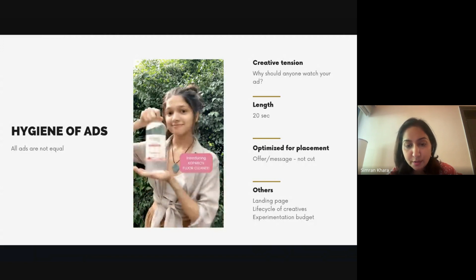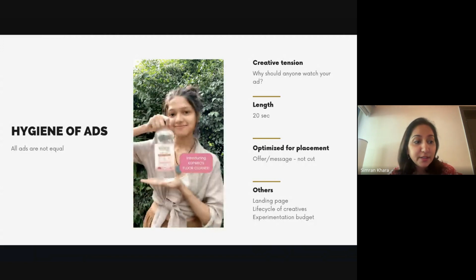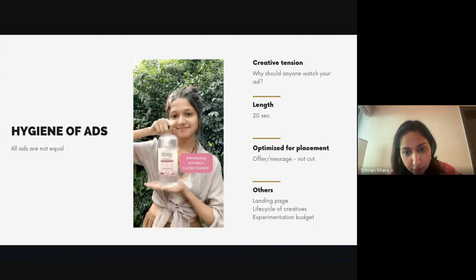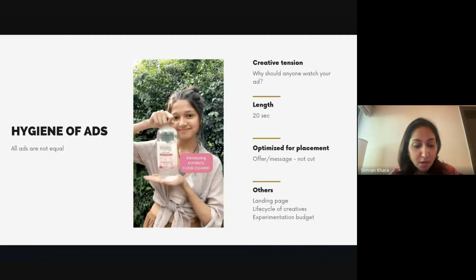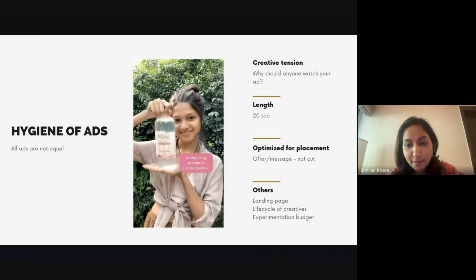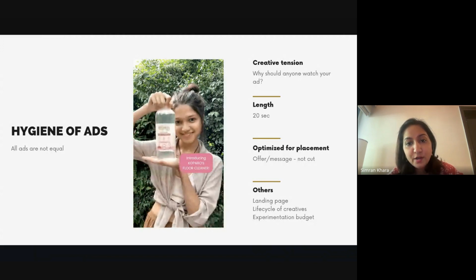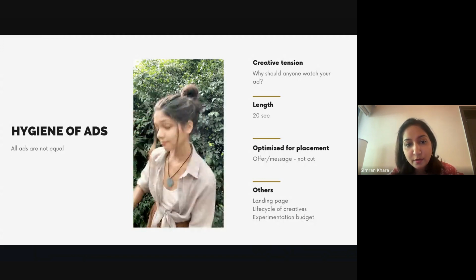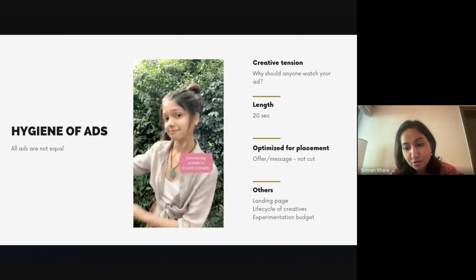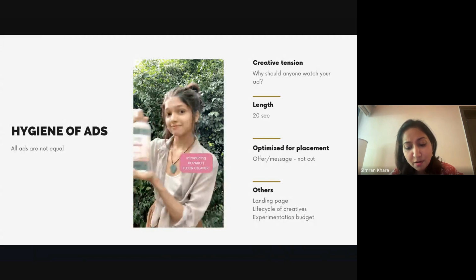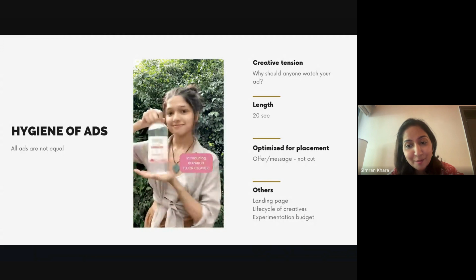You don't know at what point what will give you fatigue, and if it does, it will all tank. And if you are depending on Meta for a certain chunk of revenues, you'll suddenly have a hole in your monthly planning. So a pipeline of creatives is very, very important, and so is putting aside an experimentation budget. This is not a large sum of money.